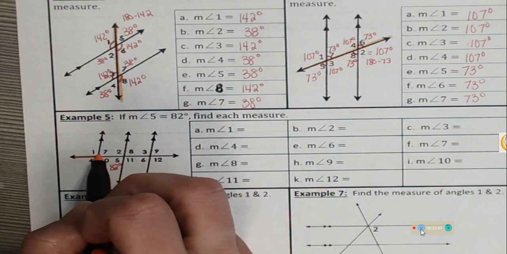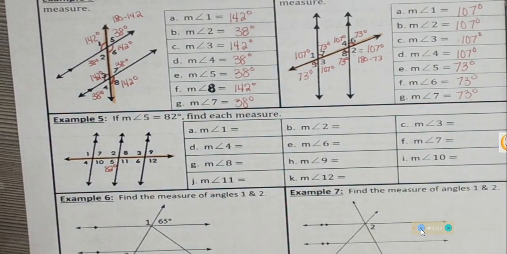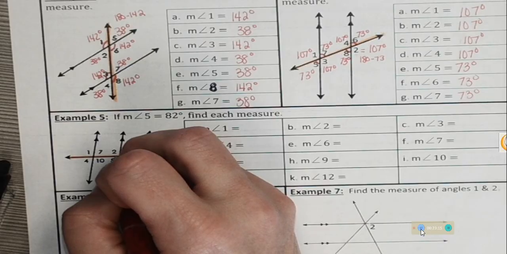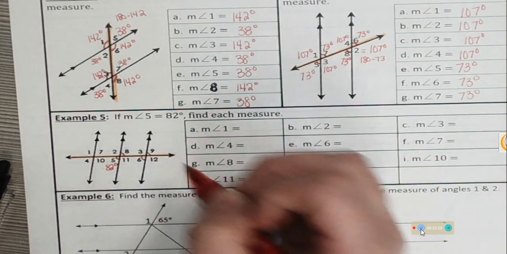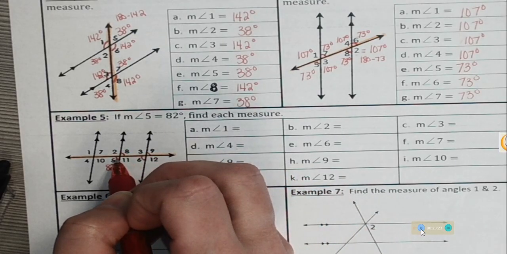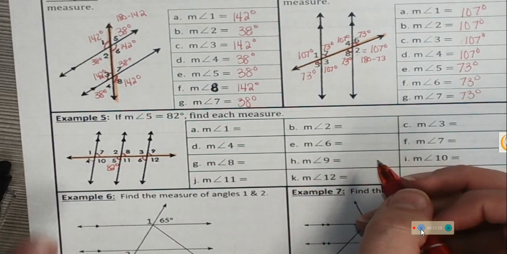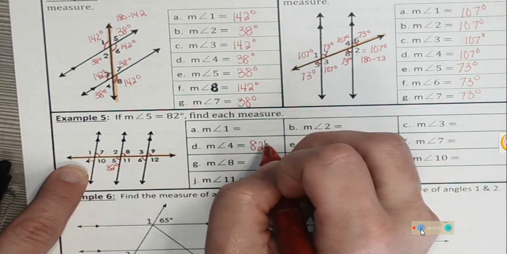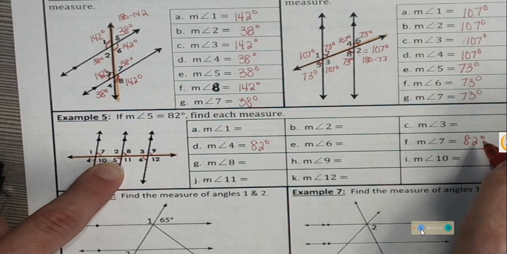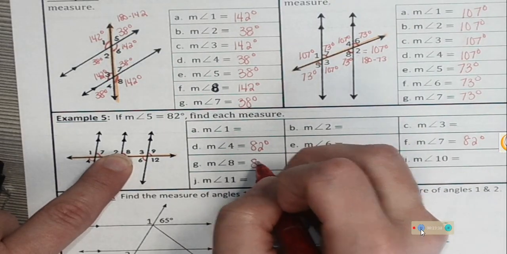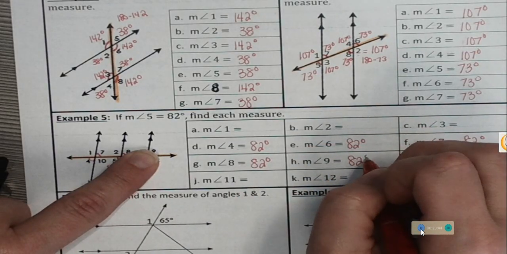This is my transversal, because this line is cutting 2 or more parallel lines. So, mark what is congruent. 5 is congruent to 8, which is congruent to 6, which is congruent to 9. Now go back the other way. What is 5 also congruent to? Zigzag to 7 and zigzag to 4. So, angle 4 is 82 degrees. Angle 7 is 82 degrees. Angle 5 I've already got. Angle 8 is 82 degrees. Angle 6 is 82 degrees. And angle 9 is 82 degrees.